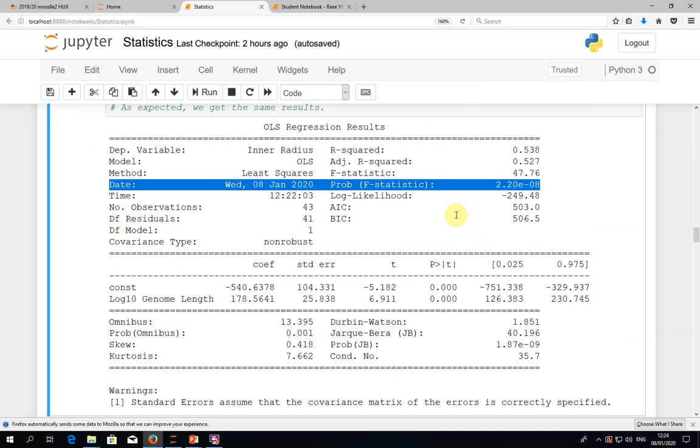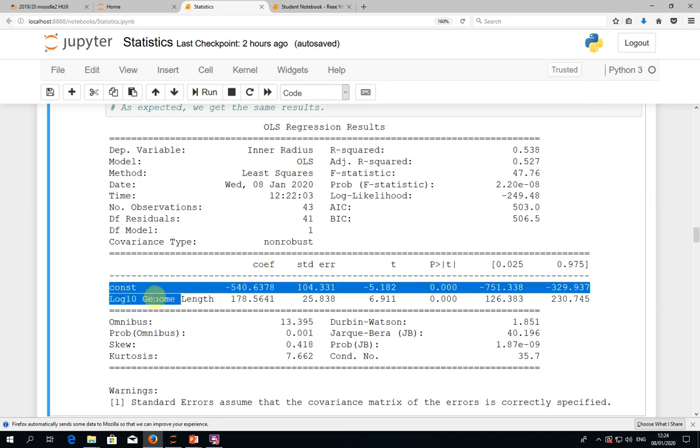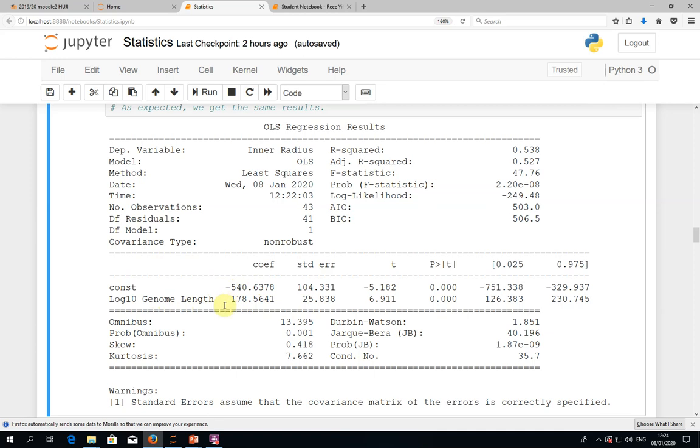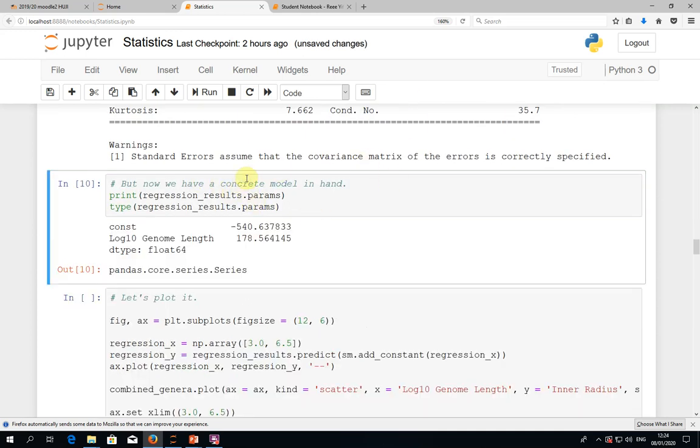I said that Pearson's correlation and linear regression are really tightly connected, and this is really in many ways different ways to look at the same analysis. And importantly, you also get a concrete model in hand, so you can see the actual coefficients. So the constant will be your intercept, your b value, which according to this model is minus 540. And the coefficient for the genome length in log 10 scale will be 178. You can see those params by going to the params attribute of this object, and you simply get a series which gives you the coefficients of all the variables which you use in this model.